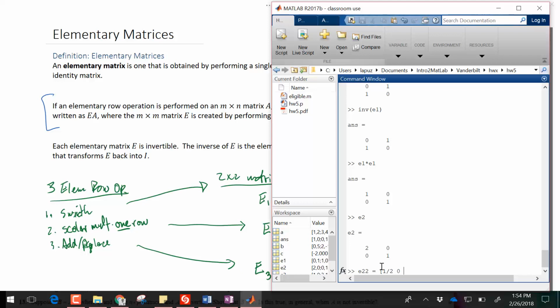I would get 1/2, 0 for my first row and 0, 1 for my second row because it doesn't change. So 1/2, 0, 0, 1. Now if I multiply E2 times E22, I should get the identity. And backwards, E22 times E2 should also be the identity. So they're inverses of each other.